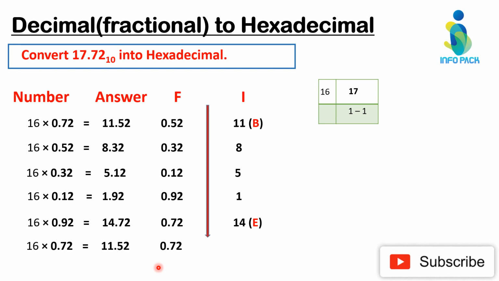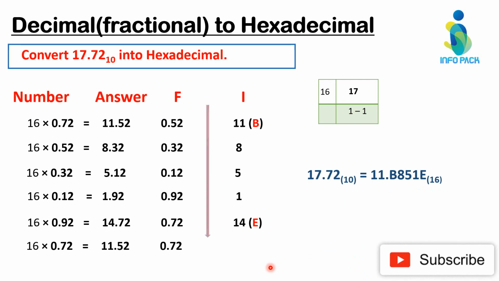We will write all the integer parts from up to down direction. So the fractional part hexadecimal number is now 11.5851E, that is now in hexadecimal form.